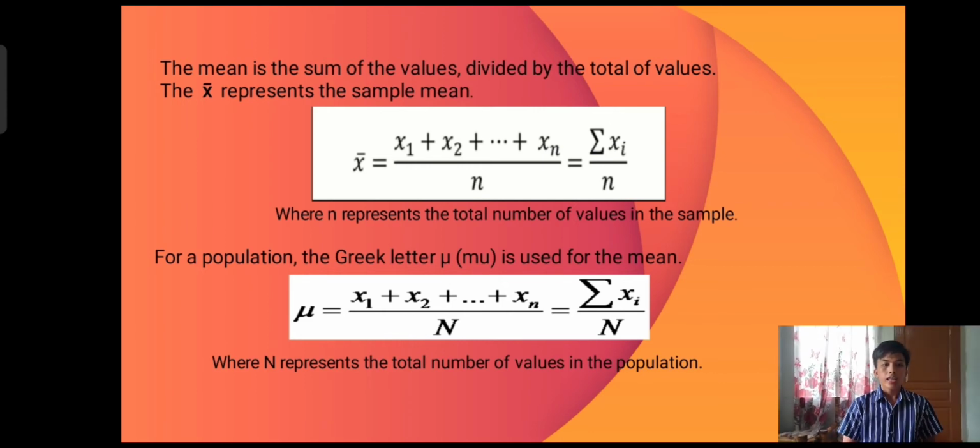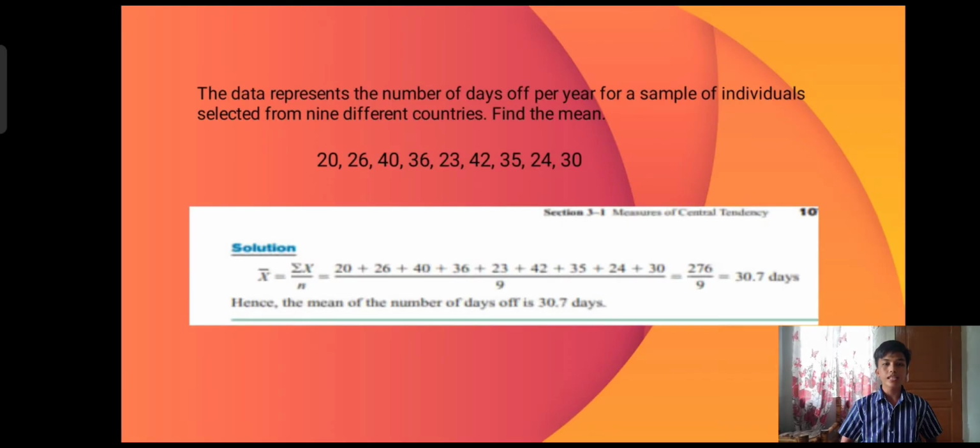For example, the data represent the number of days off per year for a sample of individuals selected from 9 different countries. Find the mean. The data are 20, 26, 40, 36, 23, 42, 35, 24, and 30. What we are looking for is the sample mean, so we use x bar for the formula. x bar equals the summation of x over n. Add all the data and divide by 9.